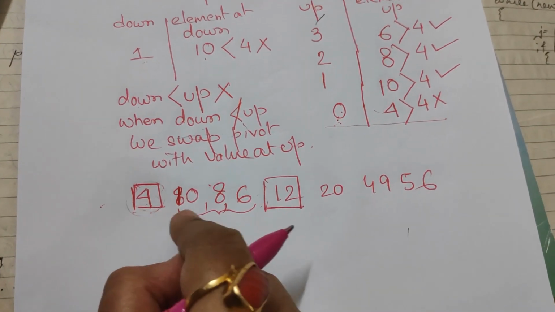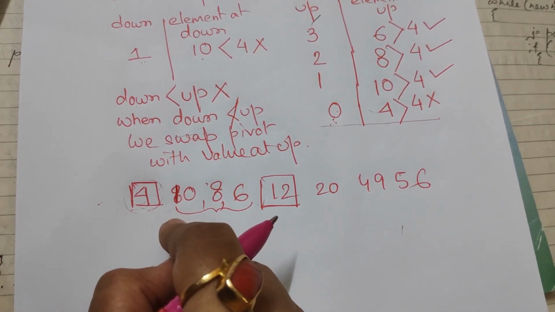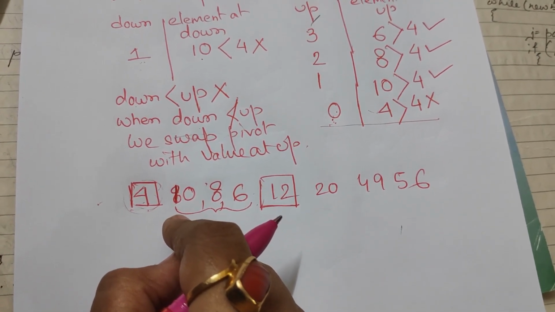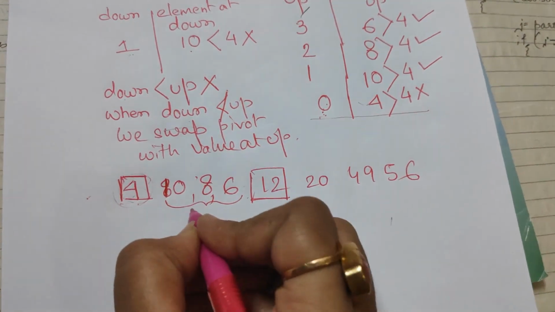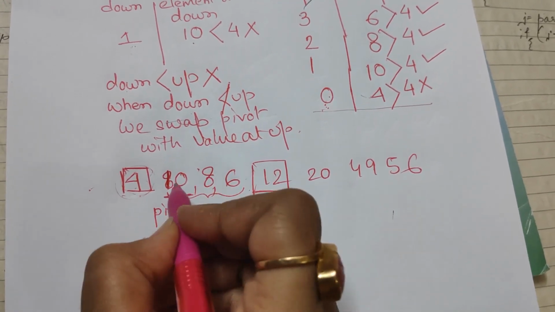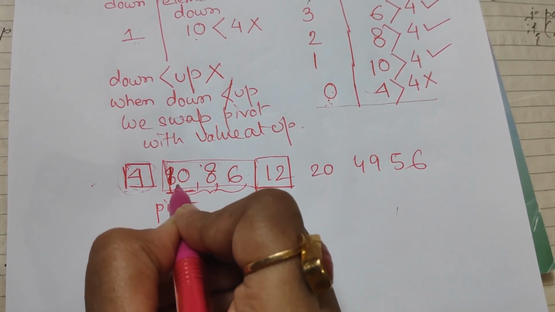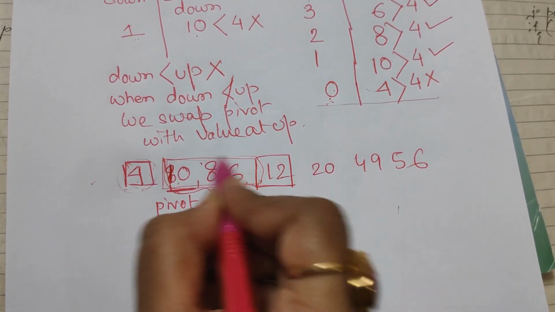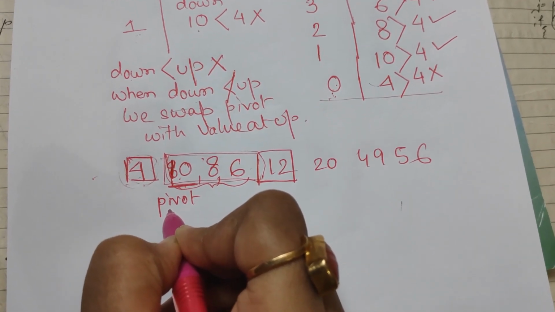Now we will concentrate on the right hand side of 4 and we will implement quick sort on 10, 8 and 6. So again over here 10 will become the pivot. Why? Because in this list 10, 8 and 6, 10 is the first element. In this list of 3 elements, 10 is the first element. So 10 becomes the pivot element.